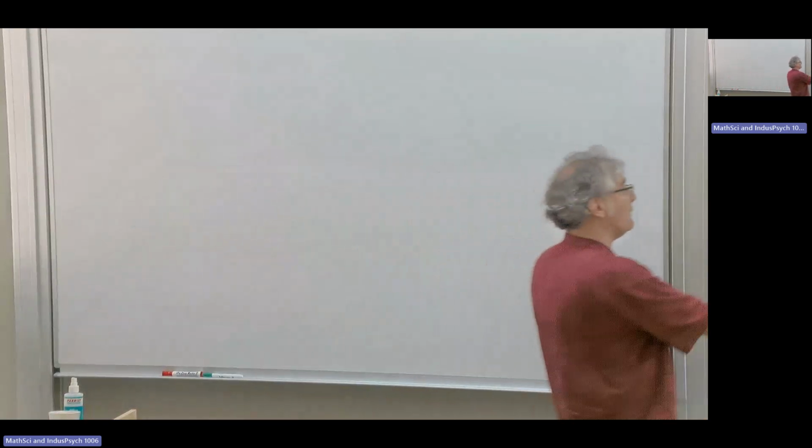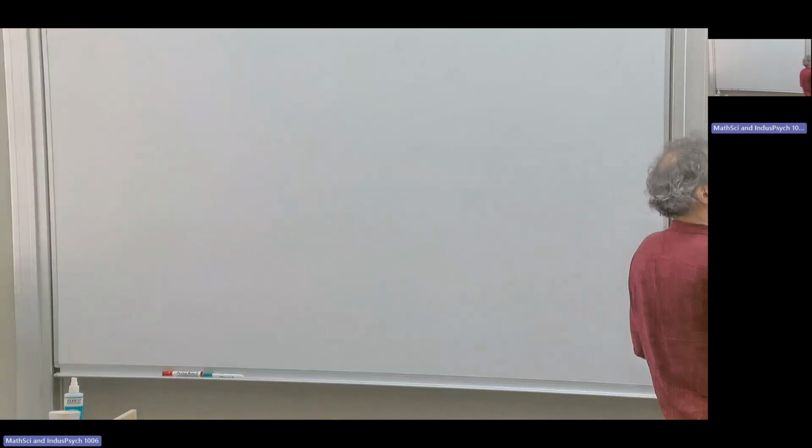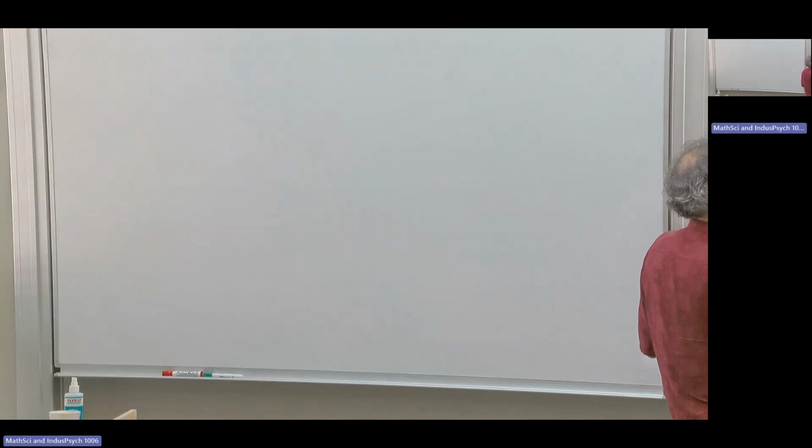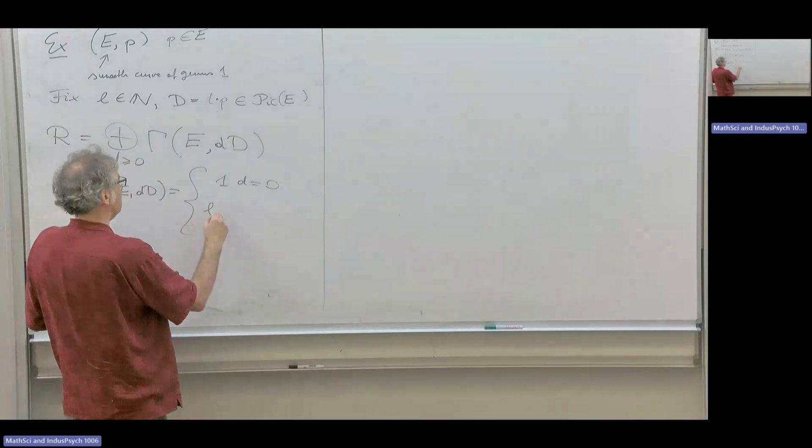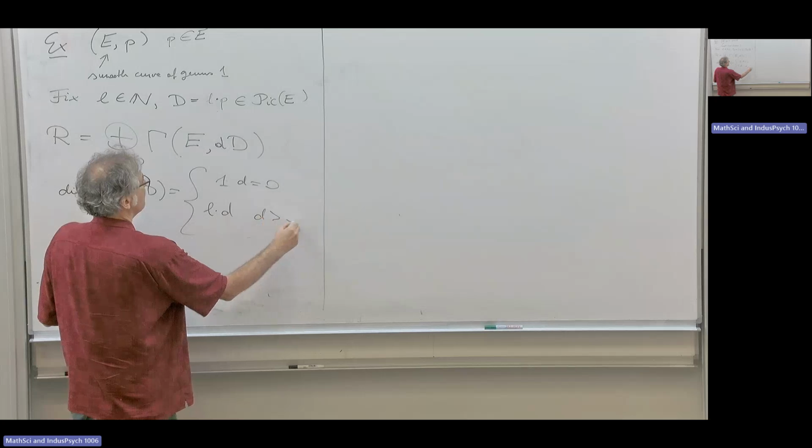And so the Riemann-Roch theorem says that the dimension of this space of sections is either 1, if D is equal to 0, or it's L times D, if D is greater than 0.